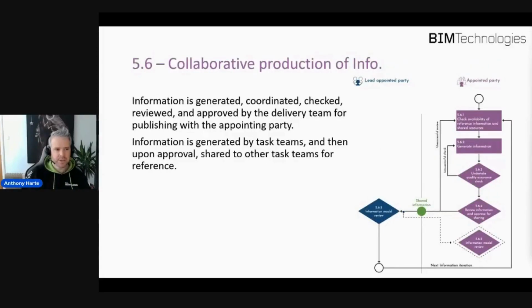Section 5.6 is where we start to look at the production of the information. So basically the construction team starting to deliver the design and all the BIM requirements that go with those. So the information is then generated and checked by those different parties.